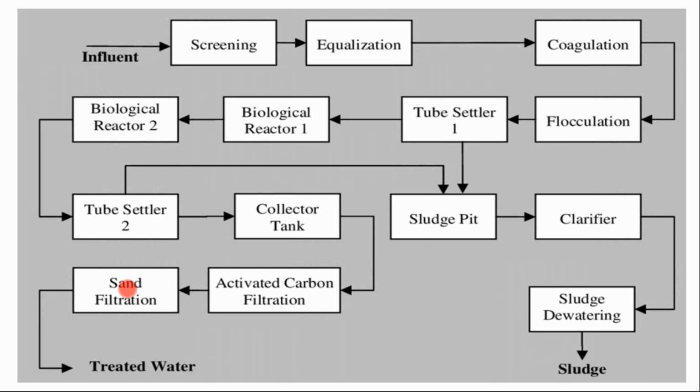So different sand particles, or different sand size particles, are used in this sand bed, and after blocking these impurities from the sand bed, the clean water or the treated water is prepared. So this is the influent flow from this point to this point. Now there is another path, that is from the tube settler to.